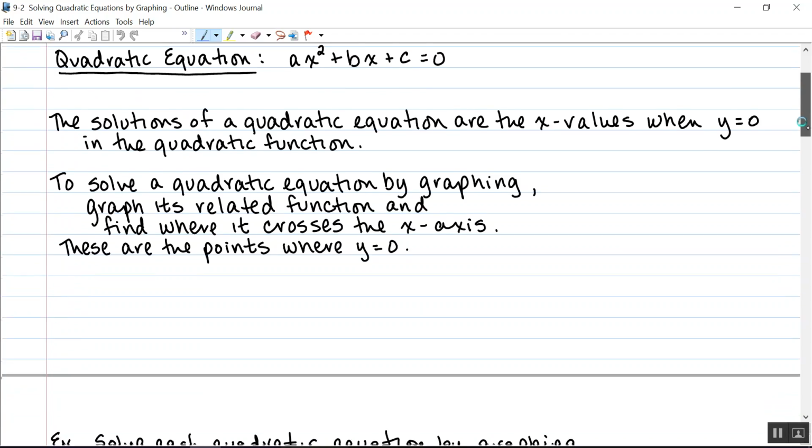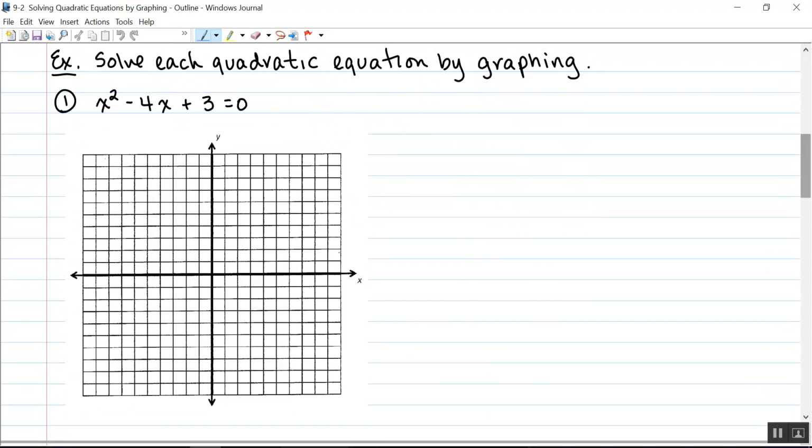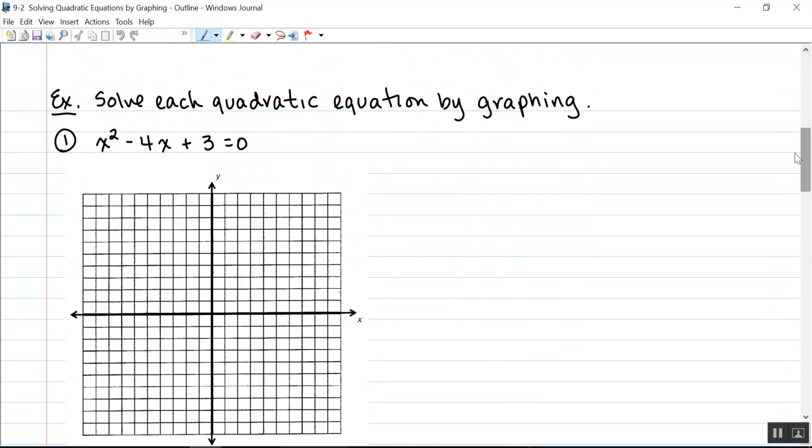So let's take a look at several examples here. Okay, solve each quadratic equation by graphing. So we have x squared minus 4x plus 3 equals 0. So in order to do this, I'm going to actually do this on my graphing calculator. So let me show you how to do that. We're going to graph y equals x squared minus 4x plus 3.